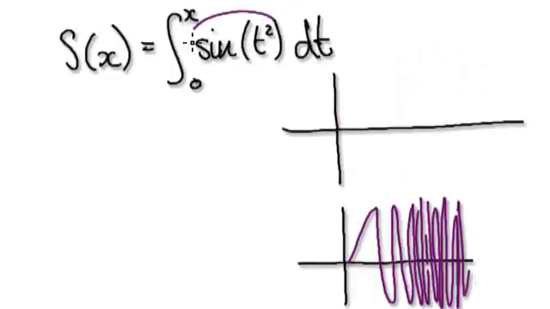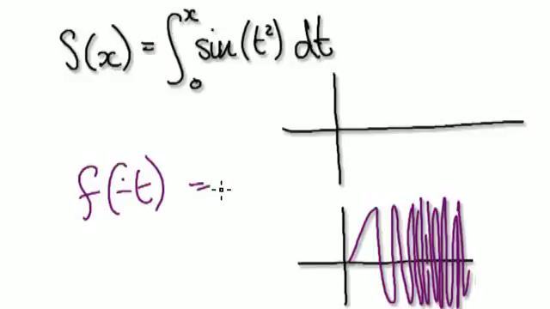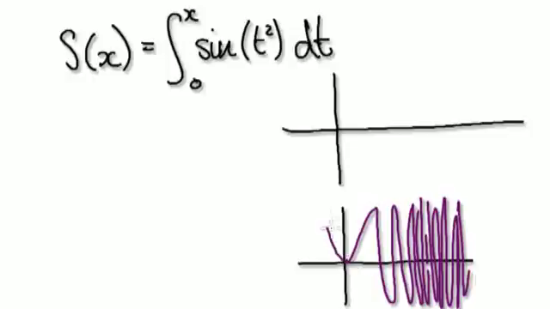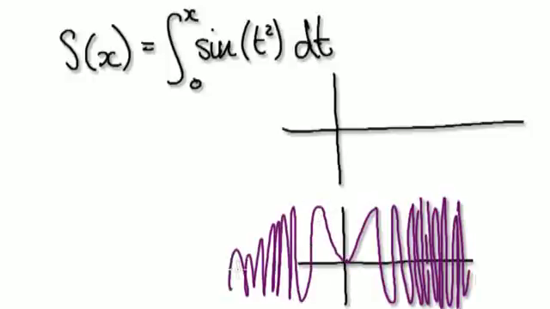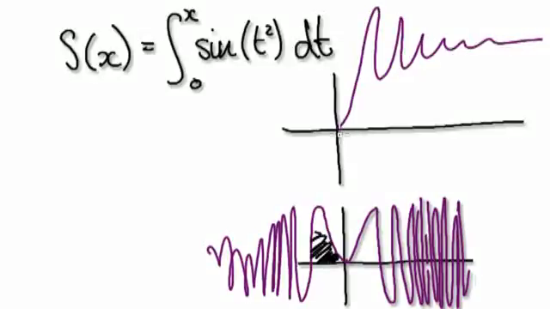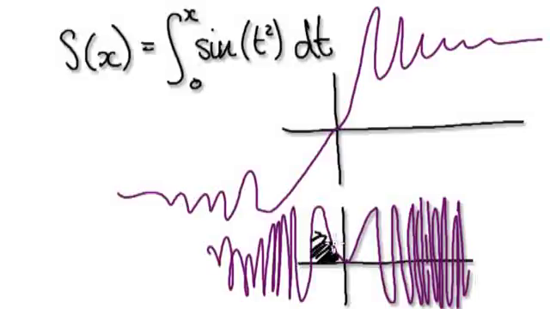Bear in mind that this here is an even function. Because if you stick a minus version into this, it will be the same, so it will look something like this. But don't forget this area here. Your graph, your S of x, will look something like this. Now you might be wondering, this is a positive area. Why is it going downwards here?